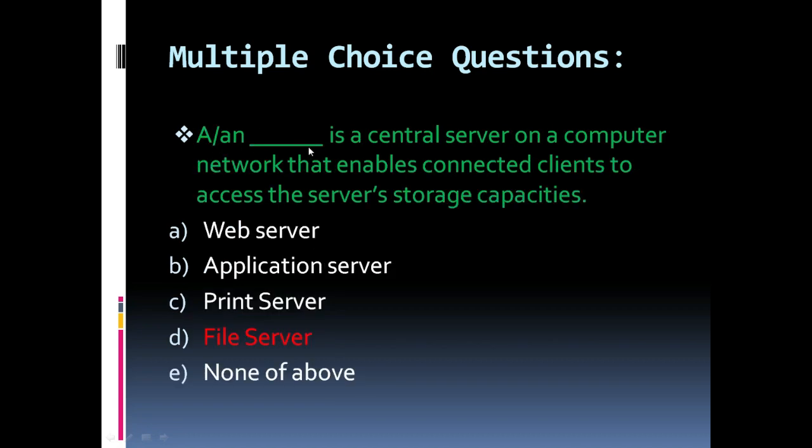A dash is a central server on a computer network that enables clients to access the server's storage capacities. A web server, B application server, C print server, D file server, E none of the above. Answer is file server.